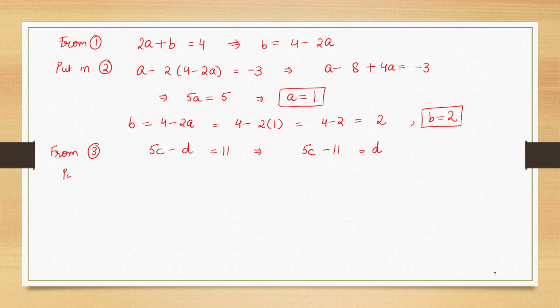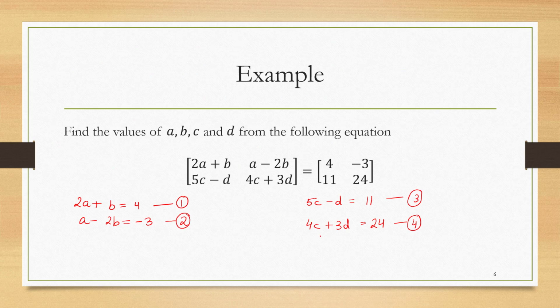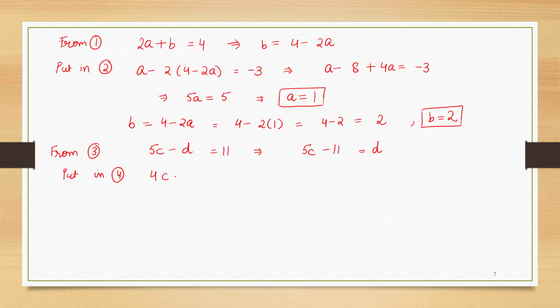Now we put it in 4 and we get 4C plus 3D equal to 24. That is 4C plus 15C minus 33 equal to 24. Or 4 plus 15, 19C, 24 plus 33, 57. That gives us that C is equal to 3.